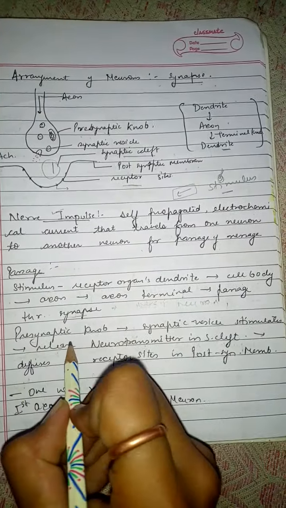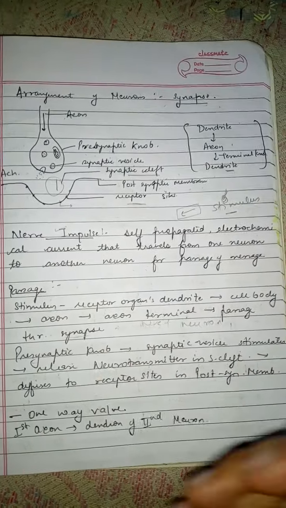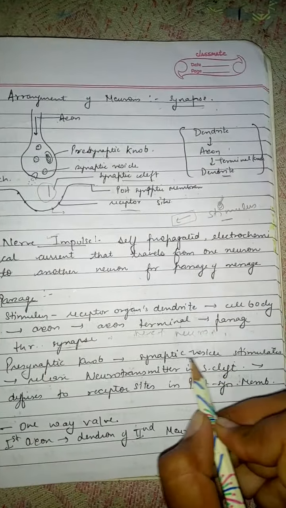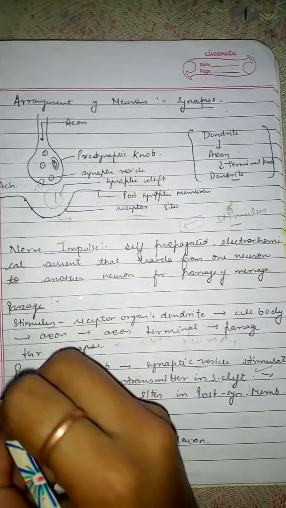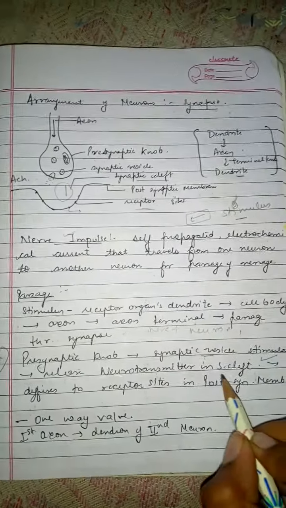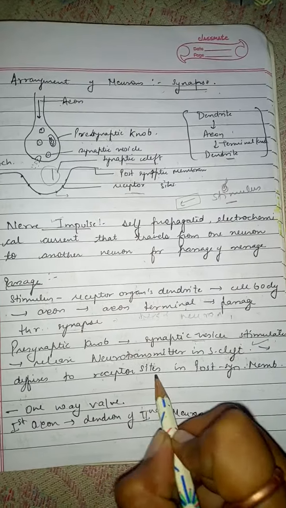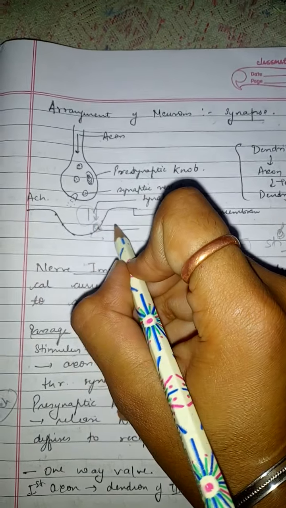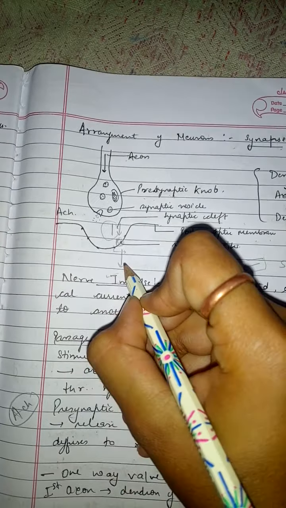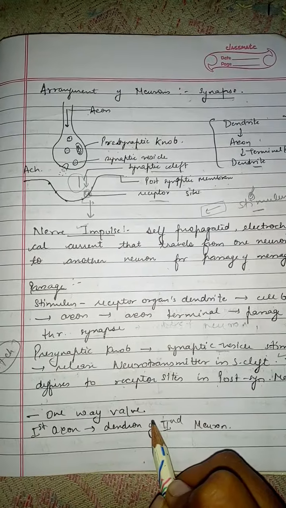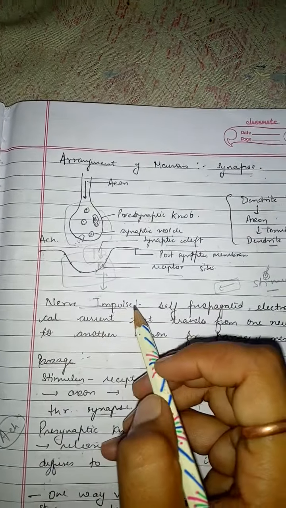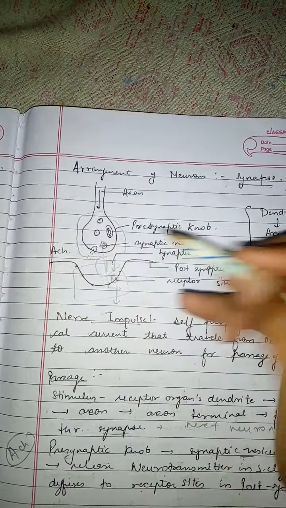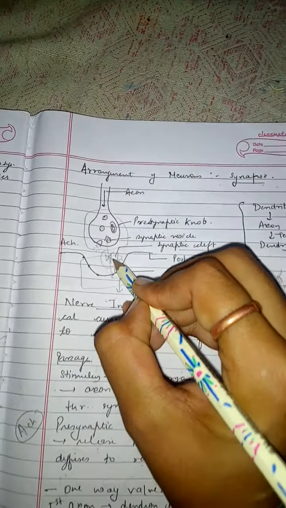Or we can say that presynaptic knob to synaptic vesicle. Whenever there is a stimulus, the synaptic vesicle is stimulated and it releases neurotransmitter. The main neurotransmitter is acetylcholine in the synaptic cleft, and it diffuses to the receptor site in the postsynaptic membrane. These are the receptor sites where the neurotransmitter binds, and the impulse again flows to the next neuron. It is a one-way passage of impulse, that is, from the axon of one neuron to the dendrite of the second neuron. It does not flow from dendrite to axon. This passage is not followed by the nerve impulse.